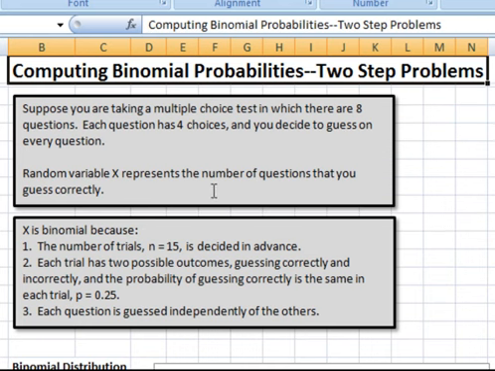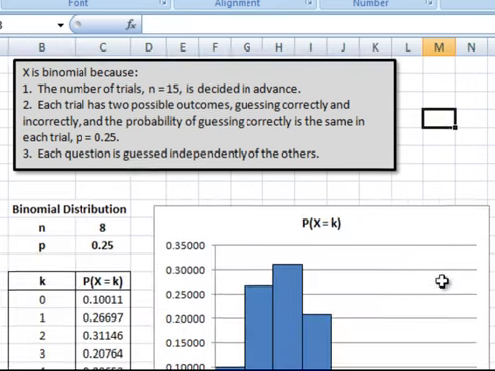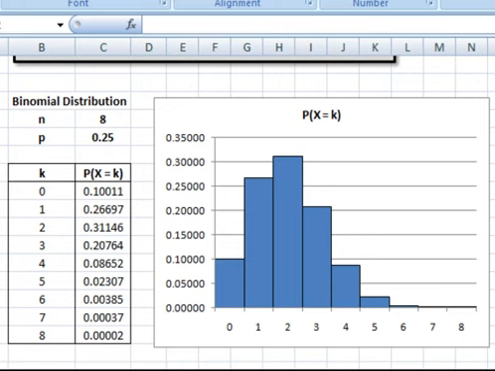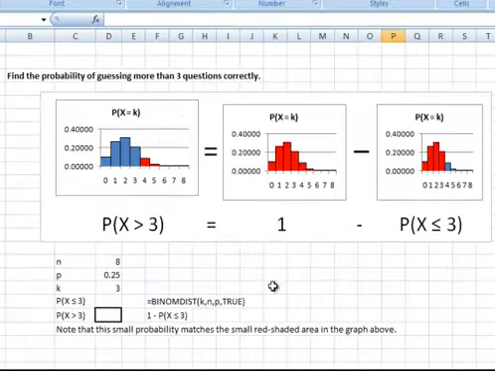The random variable x represents the number of questions that you guess correctly. Here I have a quick recap of how I know that x is a binomial random variable. Freeze and take a look at that if you'd like a little more background. Here I've got the information on random variable x, the probability distribution function, along with the graph of that particular distribution function. Again, freeze and take a look at that if you want a little more detail. Let's move on to our first question.